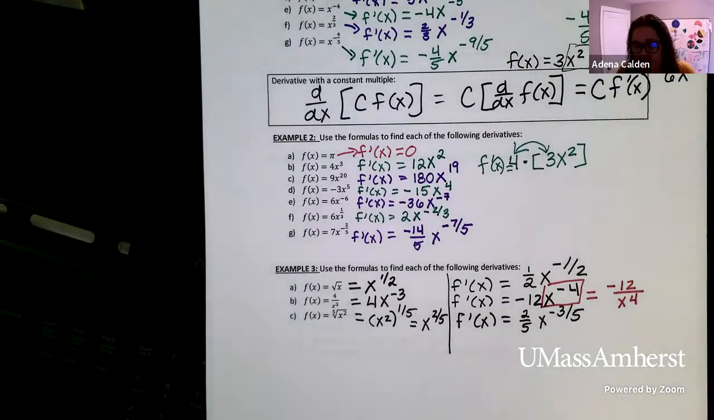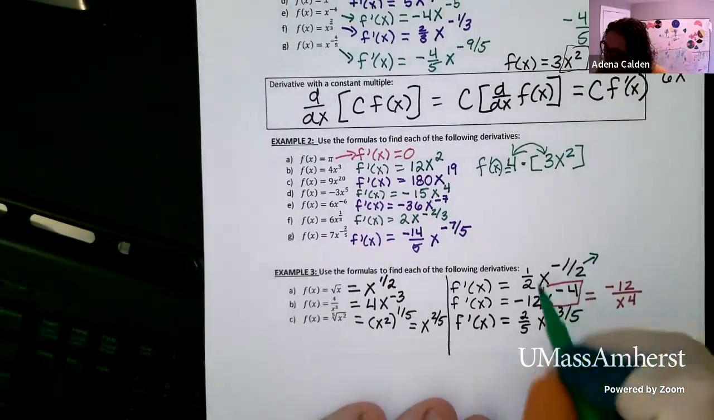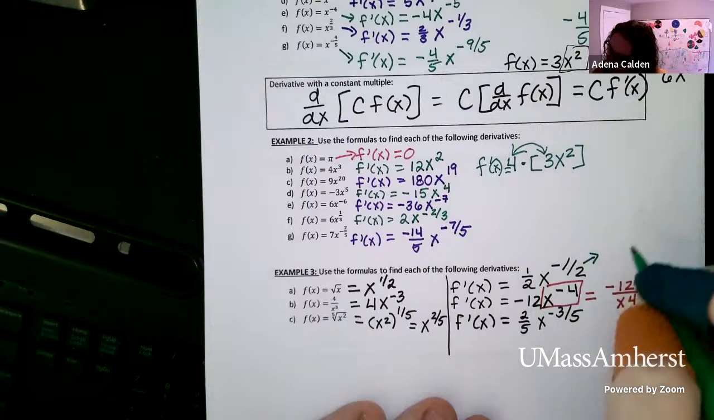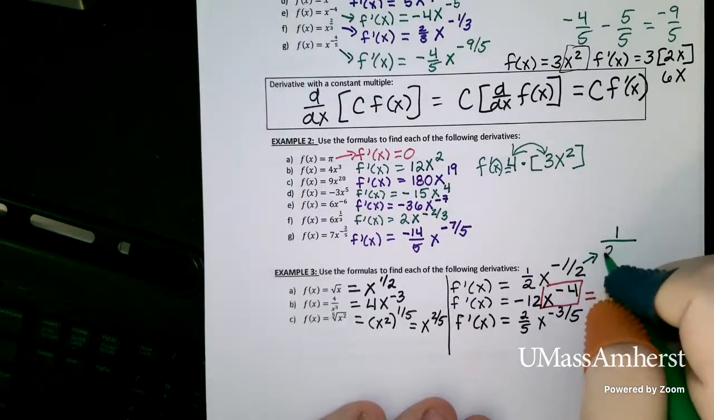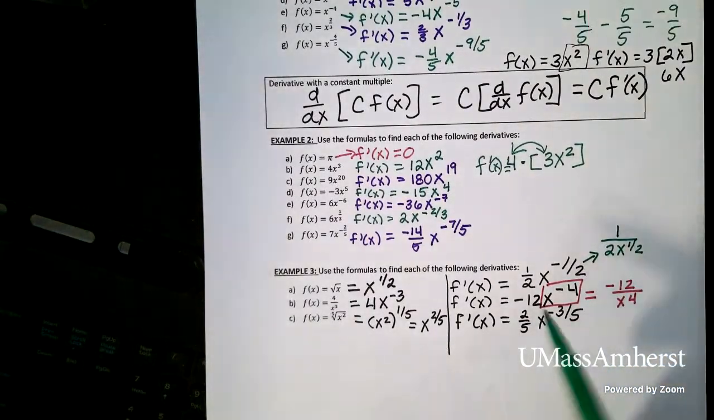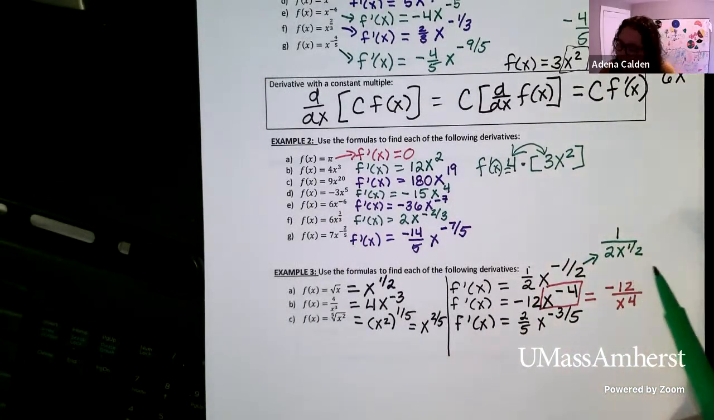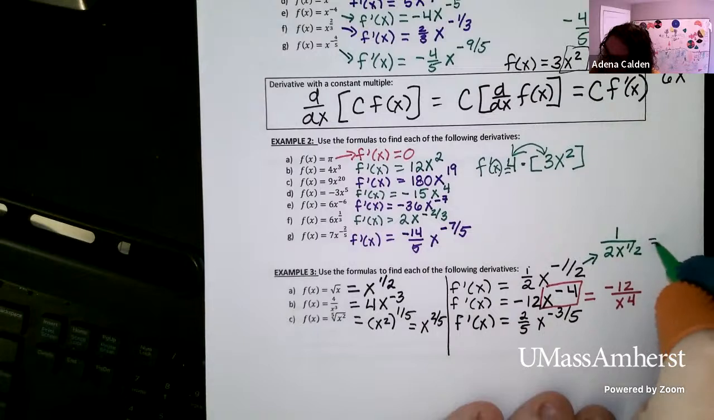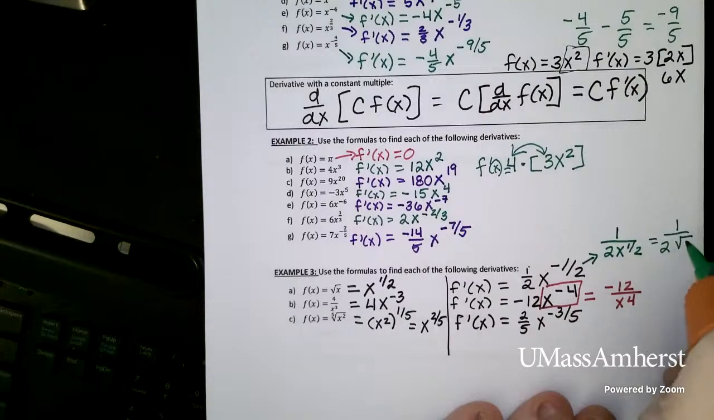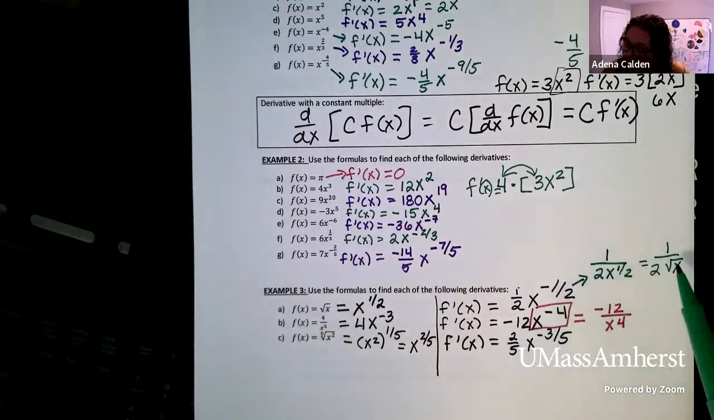Now for the first one, there are sort of 2 steps of simplification. We're going to use that same idea that we want the power to be positive. So this becomes 1 over 2x to the positive 1/2. Notice that I already had 1 over 2, so this goes into the denominator when I change the power. But the 1/2 power is again the square root. So we could also write this as 1 over 2 times the square root of x. Okay, so these 3 things all represent the same derivative function.